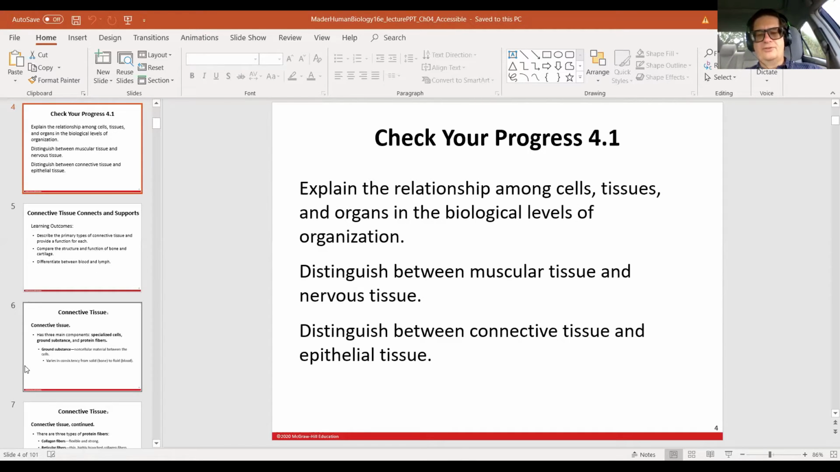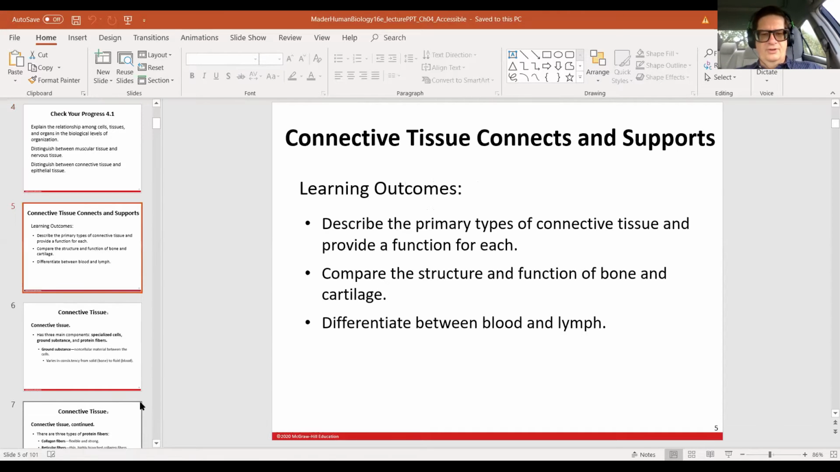Distinguish between muscular tissue and nervous tissue. Easy. Muscular tissue, to the best of my knowledge, is contractile. These muscle cells can get shorter and thicker. All right. And between connective tissue and epithelial tissue, connective tissue tends to be tough. Some epithelial tissue is definitely not. All right, let's move on.